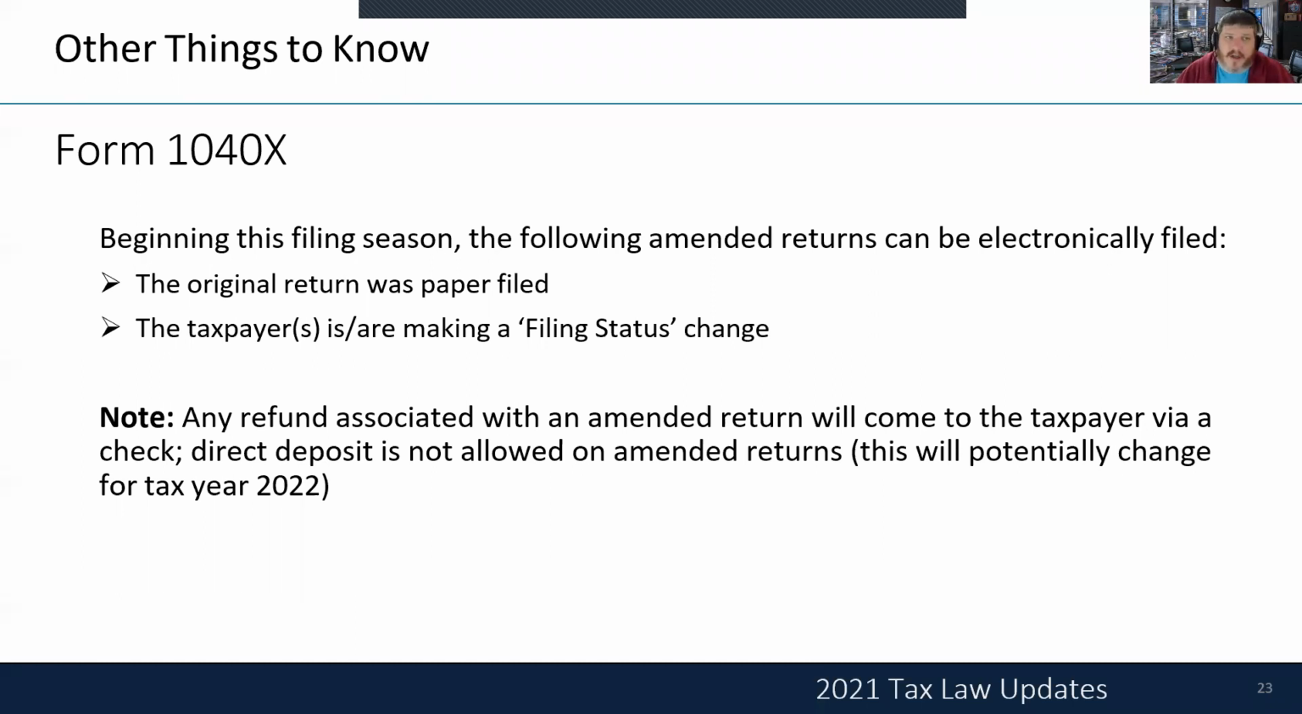Additionally, we got a clarification, and that is any refund that is associated with an amended return. So for example, if on the original return, they got a $1,000 refund, and when you did the amendment, that went to $3,000, any amount that's associated to a refund on an amended return will come via check. It will not come via direct deposit. It will always come via paper check. The IRS is in the process of investigating whether it's possible for them to do direct deposits for tax year 2022, but for 2021 and prior years, it is going to be a paper check.